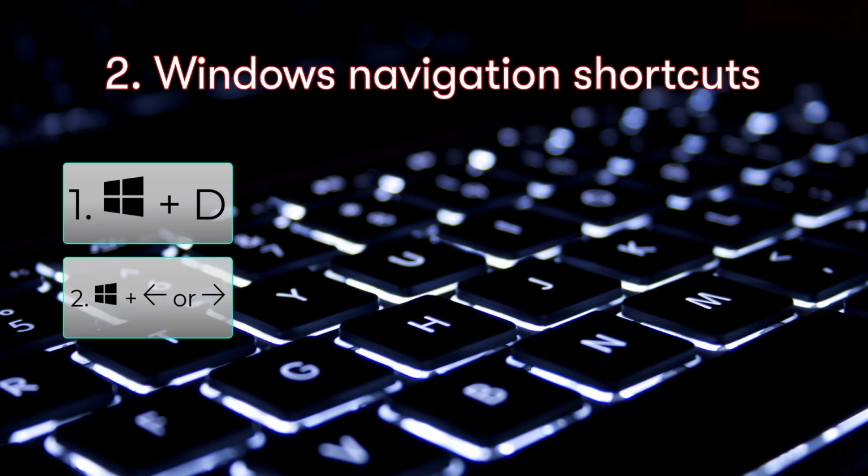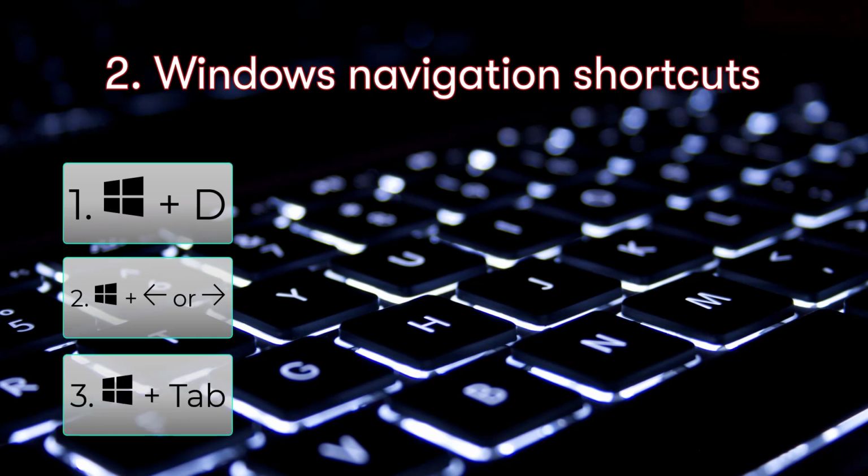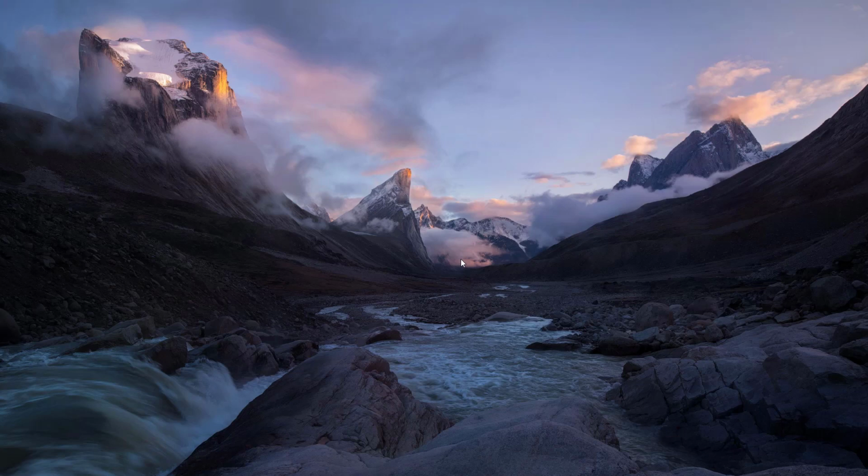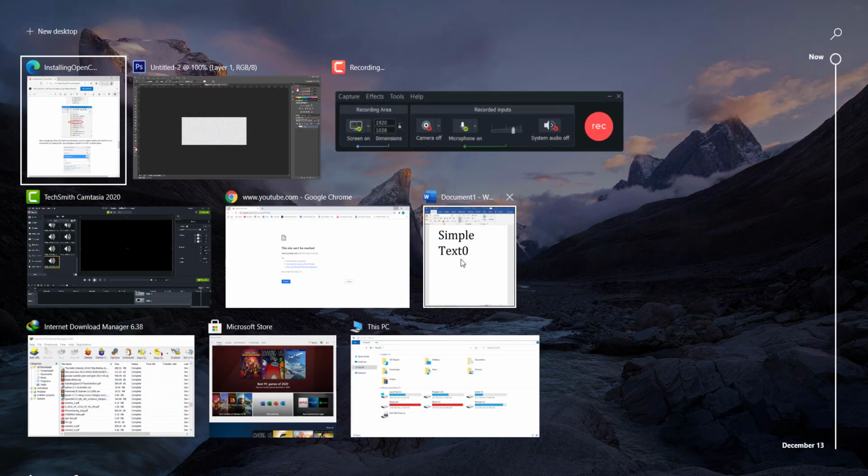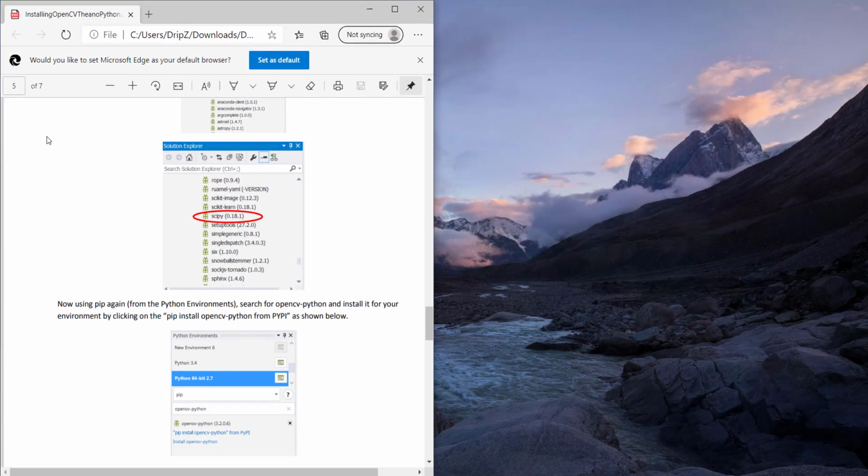Third one is Windows plus Tab. This one is like Alt Tab, but it can let you switch apps by an updated Windows application switcher. Here I have around 7 or 8 minimized windows. Now I'm gonna press Windows plus Tab, and now I can see all running apps. Now, for example, I want to open this PDF file. I can just click on it.